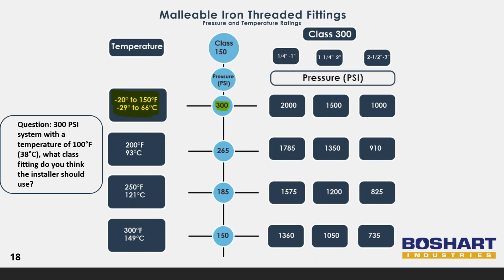Since the system has a maximum operating temperature of 100 degrees Fahrenheit, 38 degrees Celsius, we first find the applicable temperature range in the first column, then follow across to the right to verify the pressure. Under the class 150 column, you will find 300 psi, confirming that the class 150 fitting is suitable for this system. If the installer were to select a class 300 fitting, it would be overkill as the system does not require a fitting that can handle 1000, 1500, or 2000 psi.